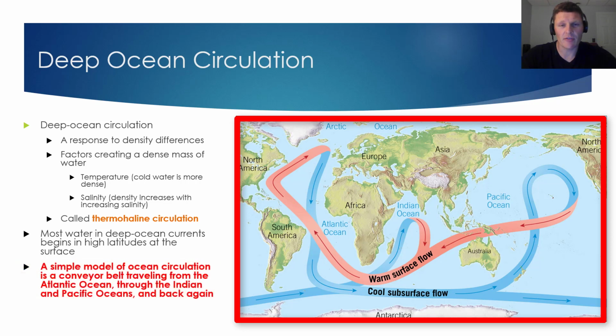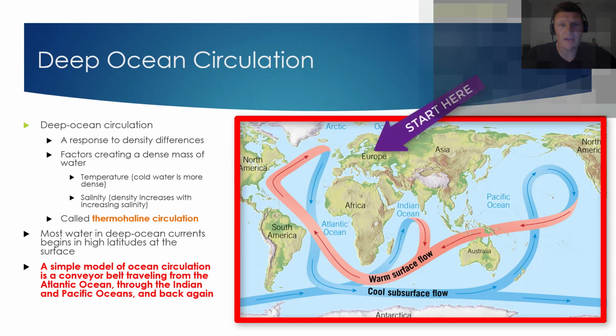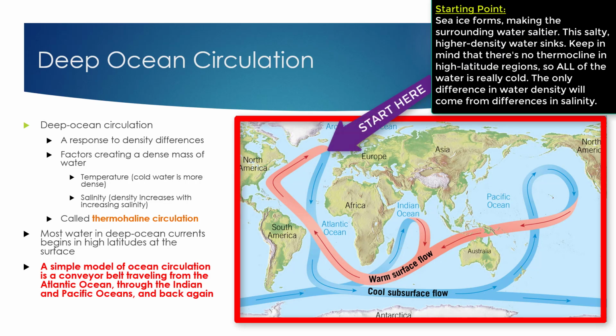To understand how this conveyor belt model works, let's start in the high latitude regions near the surface. When sea ice forms, the salinity of the surrounding water will increase because the salt is left behind when ice forms. This high salinity water is now more dense, so it will sink. As this water travels the deep ocean, its density remains essentially unchanged.